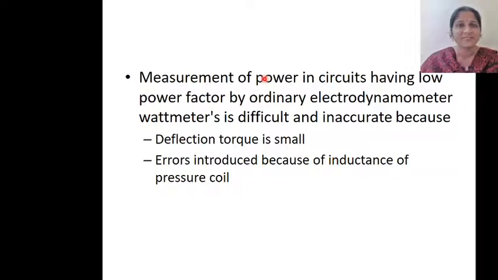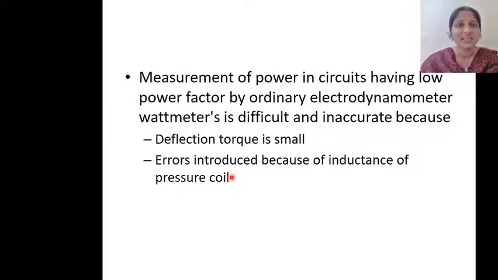Coming to the LPF, that is the low power factor wattmeter. If you measure low power factor circuits with the normal wattmeter, the wattmeter reading will be inaccurate. This is because the deflection torque is small and errors are introduced because of the inductance of the pressure coil. So whenever you have low power factor circuits, you have to use an LPF wattmeter only, because the reading will not be correct if you use the UPF wattmeter.